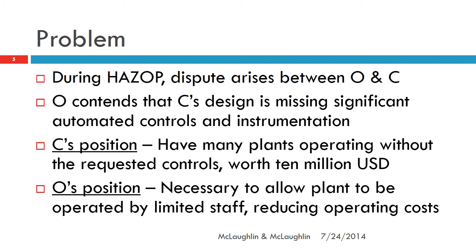Okay, so here we have two opinions. The contractor says, hey, we have lots of plants operating with this degree of control and instrumentation and automation. If you want to add it, well, we can do it, but it'll cost you $10 million and add 3 months to the execution. The owner O disagrees with that and thinks that the contractor is obliged to provide them with this at no extra cost and no extra schedule.